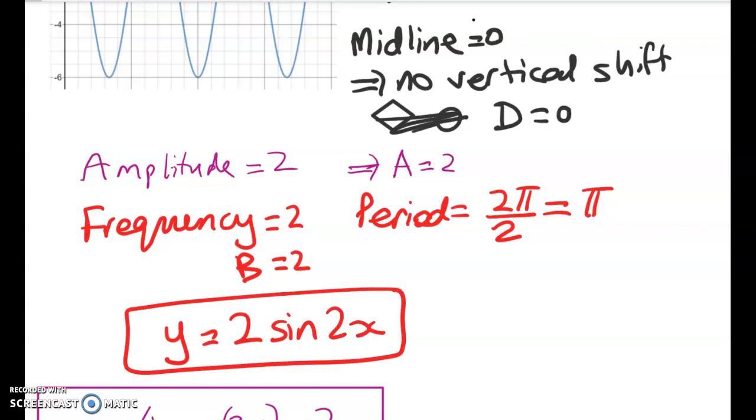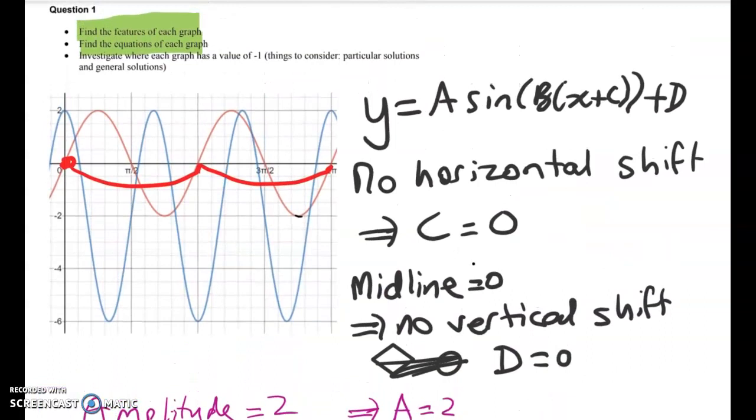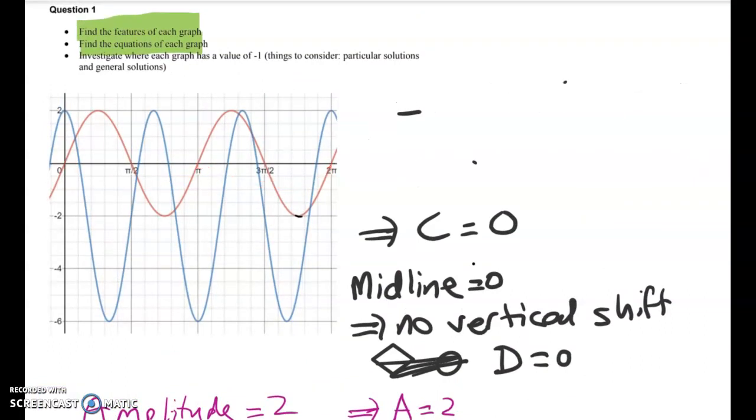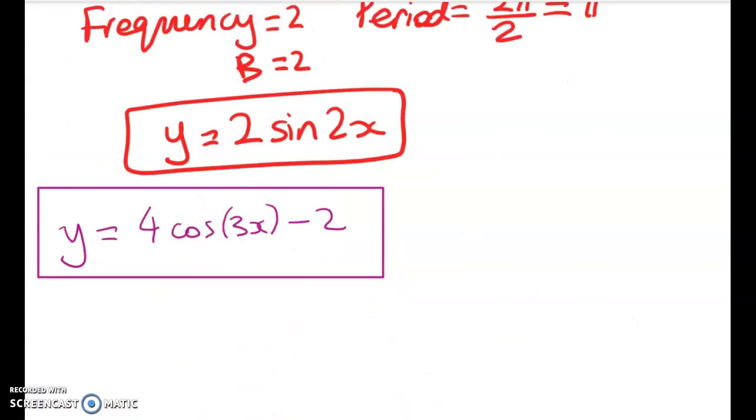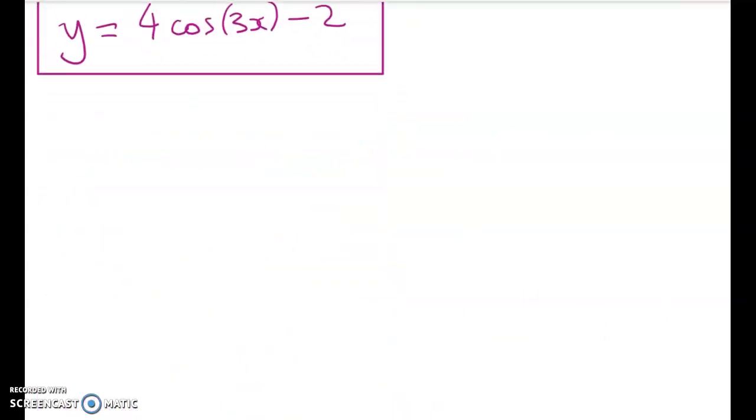Now, right, so we've got the equations and we've got the features for the two of them. The next thing that I need to do is to figure out a general solution and then particular solutions for where each graph has a value of -1. Okay, so pause the video and have a go at doing that yourselves before you watch me do it.